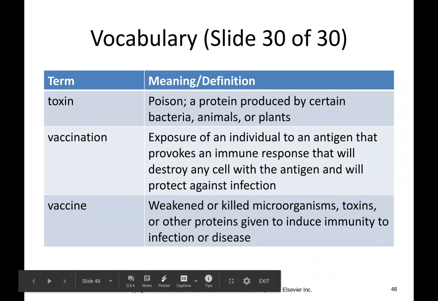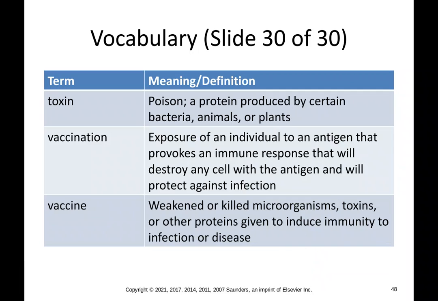Toxin is a poison or a protein that's produced by certain bacteria, animals, or plants. Vaccination is the exposure of an individual to an antigen that provokes an immune response that will destroy any cell with the antigen and will protect against infection. A vaccine is a weakened or killed microorganism, toxin, or other protein that's given to induce immunity to infection or disease.